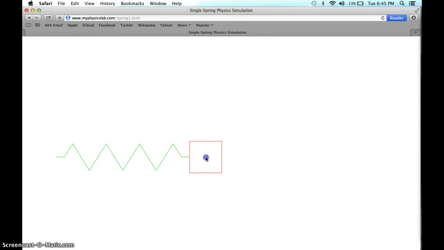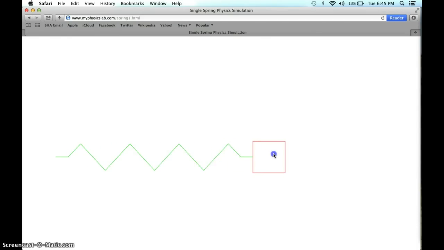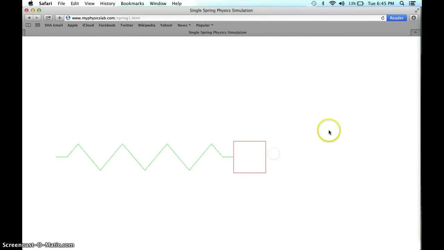If I click on the block to grab it, and I move it to the right, we said that if we let go, the block will be in simple harmonic motion, and it'll feel a net force equal to minus a constant times the displacement. And that means that if I let go, the block should oscillate back and forth about the center position. Let's watch what happens.